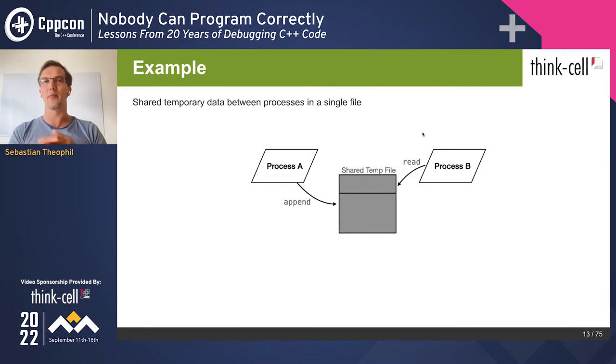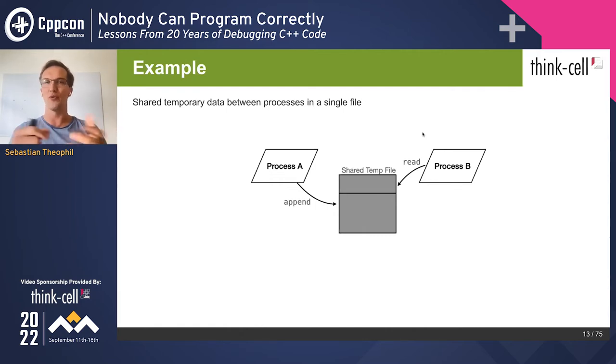We have a little system where processes write temporary data. They could write it to temporary files, but then we would create a lot of temporary files, and we wanted to avoid that. Because all the temporary data is written once, but read many times. So we write all the data in a single temporary file.